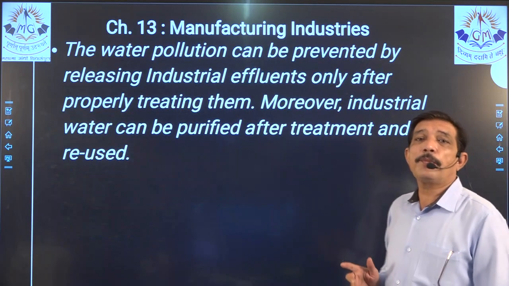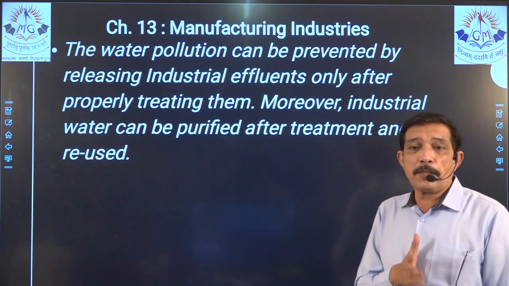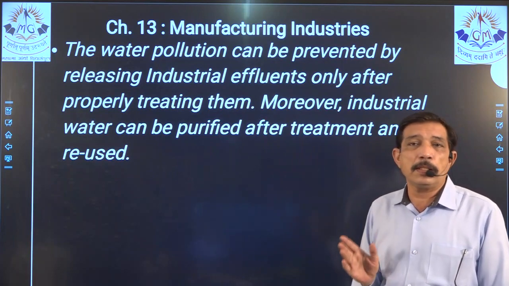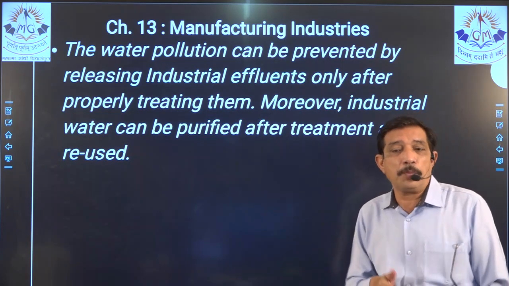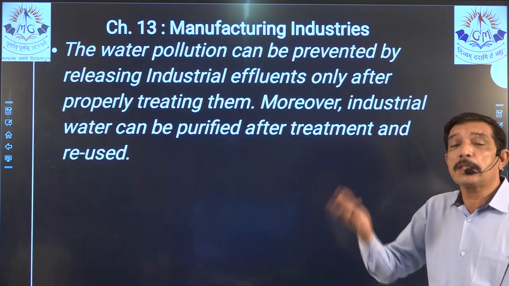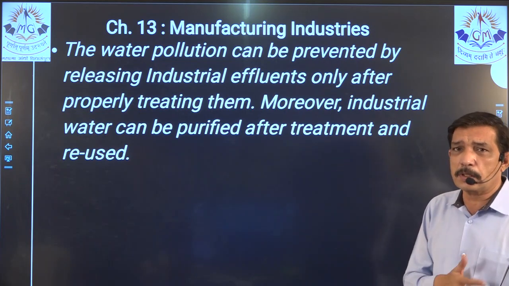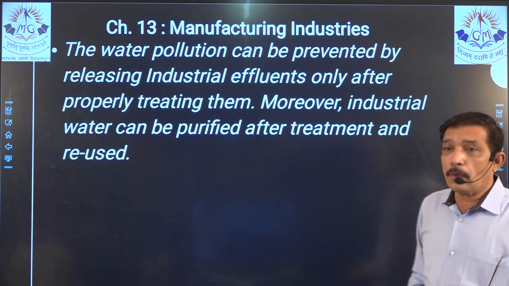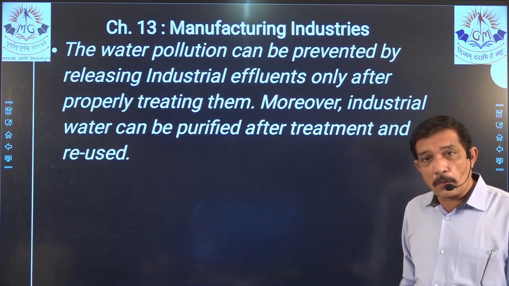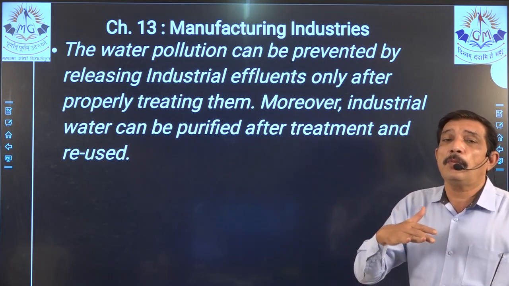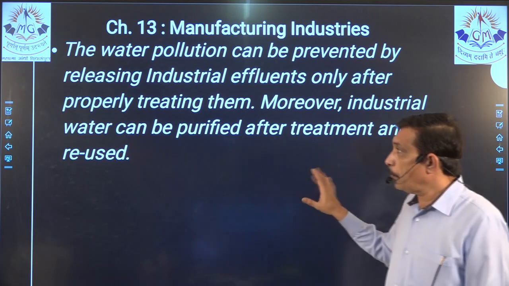Water pollution can be prevented by releasing industrial effluents only after properly treating them. That is what we said. Industrial water can be purified after treatment. We can use that same water because it has very few pollutants now. It has been cleaned, right? So we will save water also, and we will not add pollution to the water.